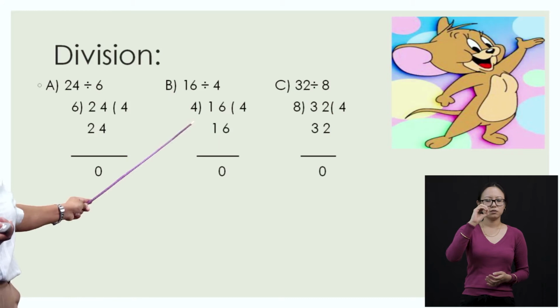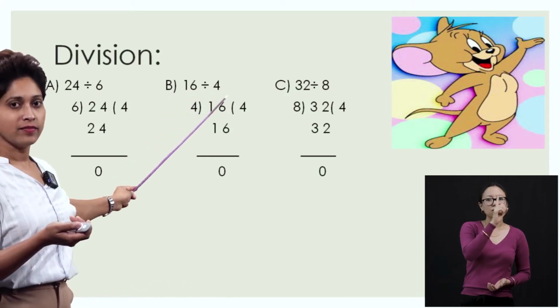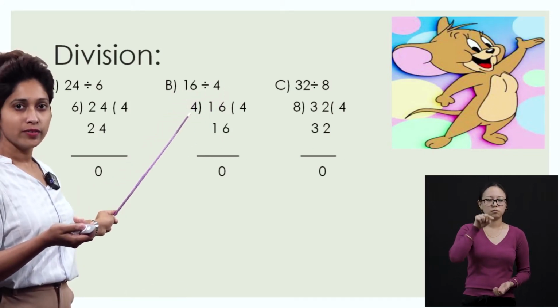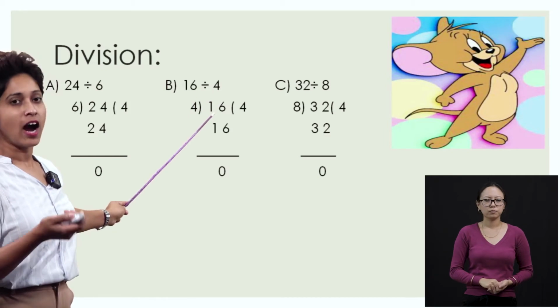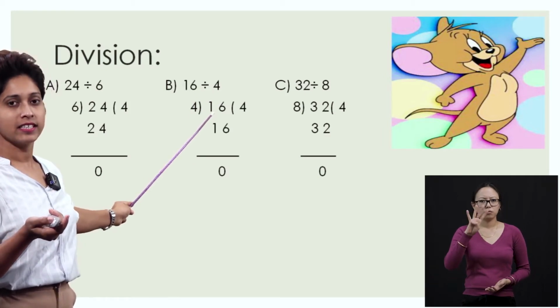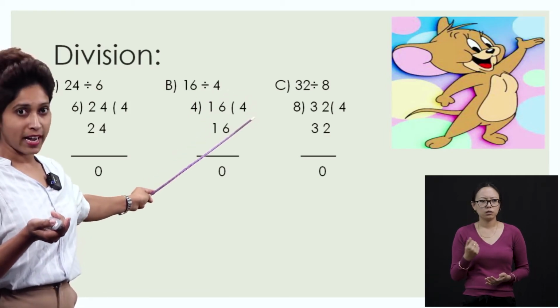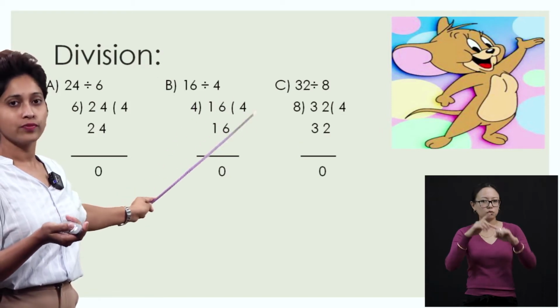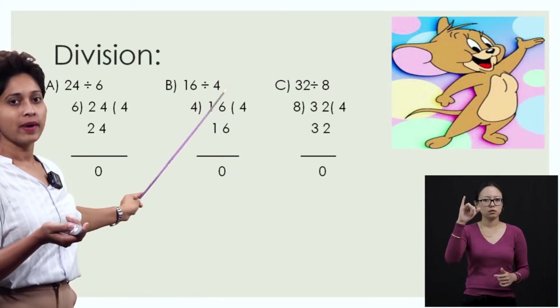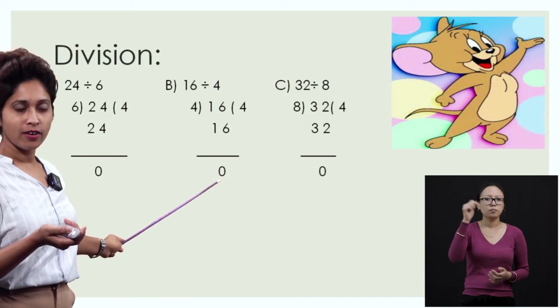Okay, the another one we have is 16 divided by 4. So when you divide 16 by 4, how many times do we have 16 in the table of 4? We have 4 times, right? So 4 into 4 are 16. When you minus them, you'll get 0, right?